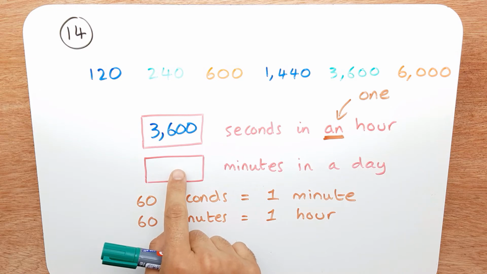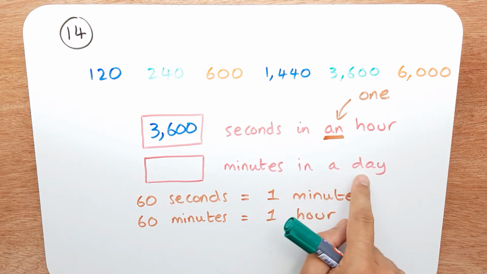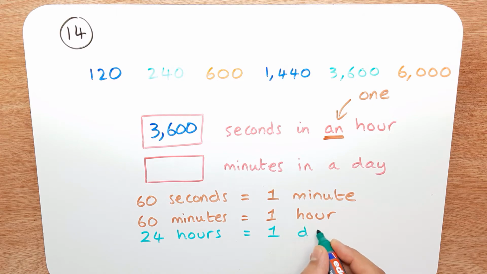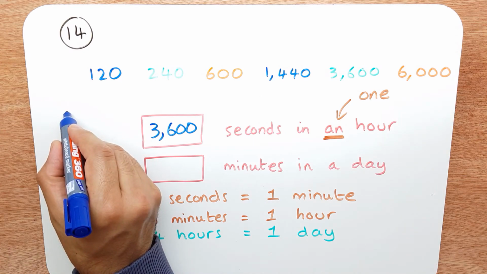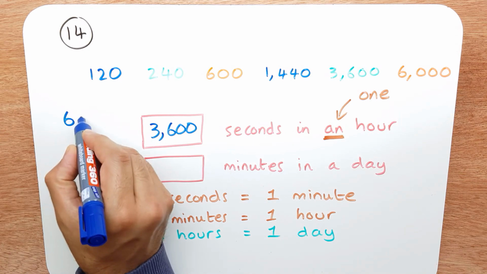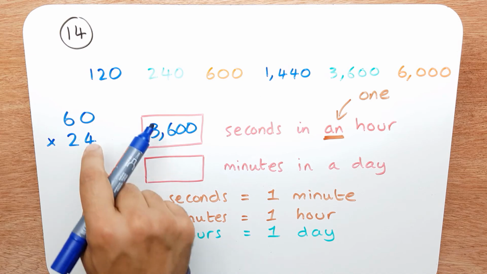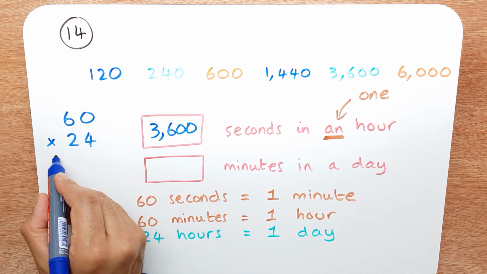Now we need to work out the number of minutes in 1 day. And we said that there's 60 minutes in 1 hour. And there are 24 hours in 1 day. So our calculation now will be 60 times 24. Now I'll do that up here in the standard column multiplication. 60 times 24. You can put these either way, it doesn't make any difference.